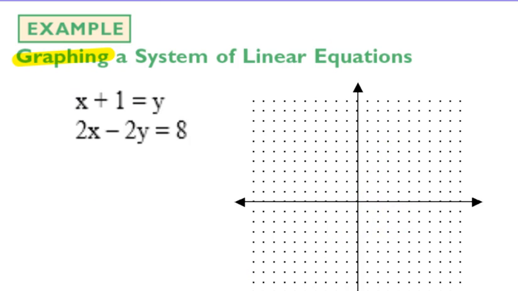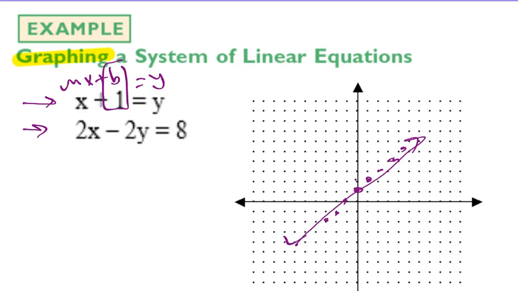This problem looks like a mixture of both slope-intercept and standard form. For the slope-intercept, it's in the form y equals mx plus b. Here's my y-intercept of 1. The slope is rise 1, run 1. And the second line is in standard form, so I'll graph it using x and y intercepts.